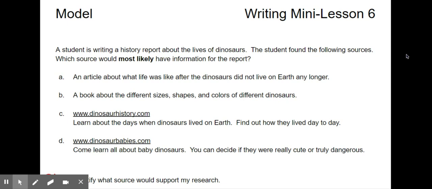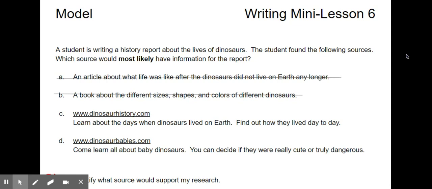So they've already been extinct, and I want to learn about when dinosaurs were alive and what their day-to-day life was like. So I don't think this source is going to have information for my report. B. A book about the different sizes, shapes, and colors of different dinosaurs. Well, although I would find this interesting, I'm not so sure that this source is going to give me all the information I need about dinosaurs' day-to-day lives.